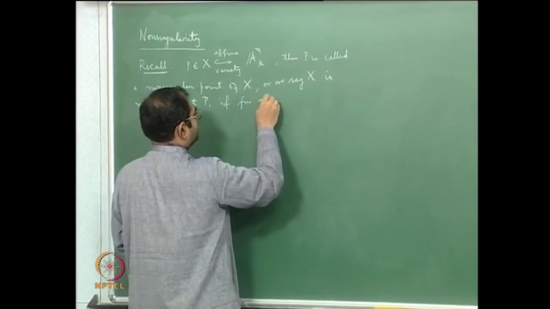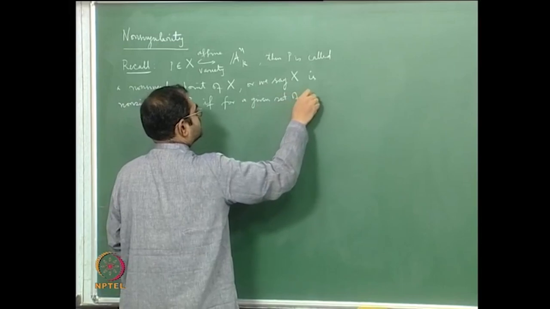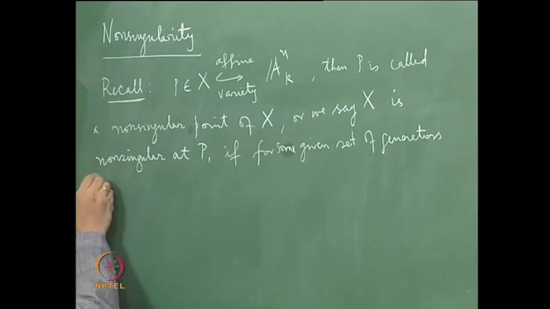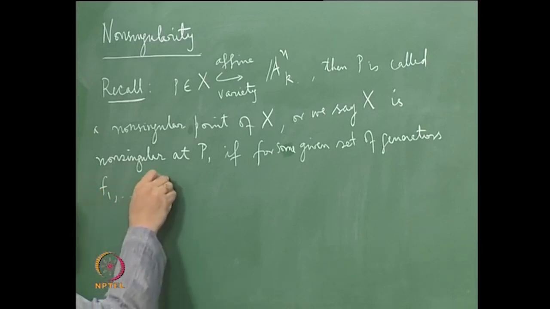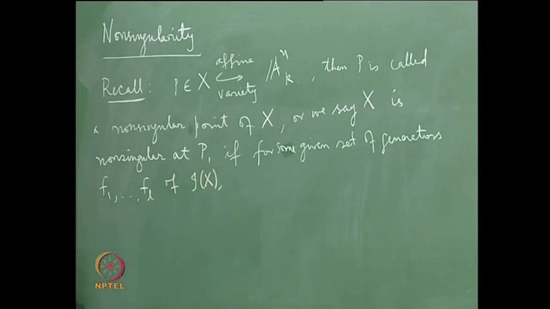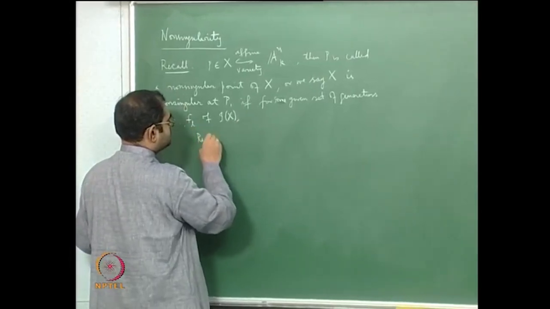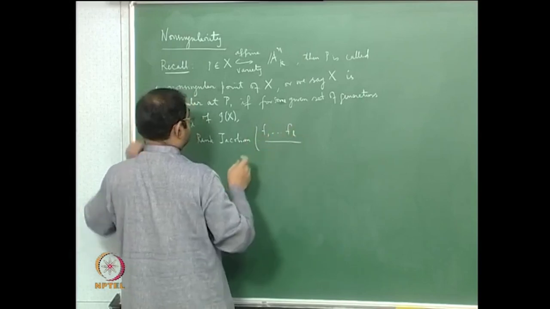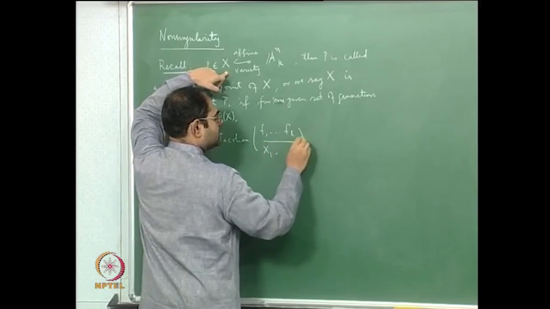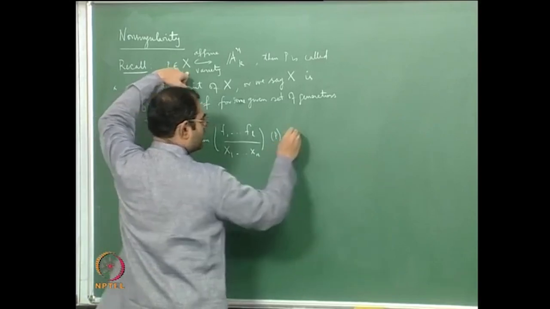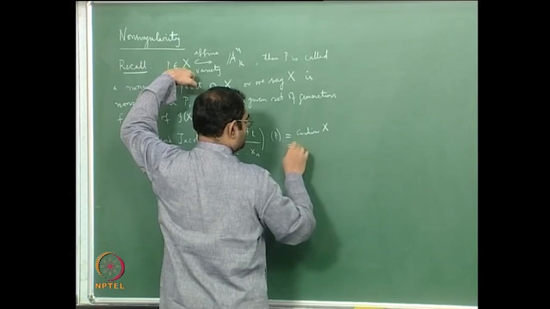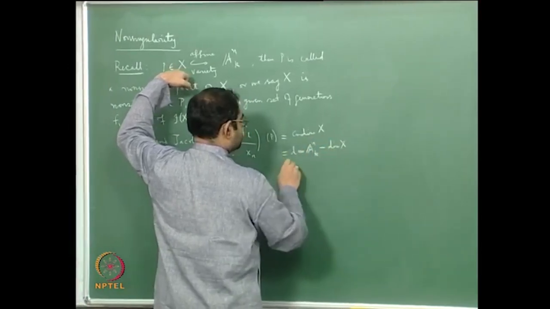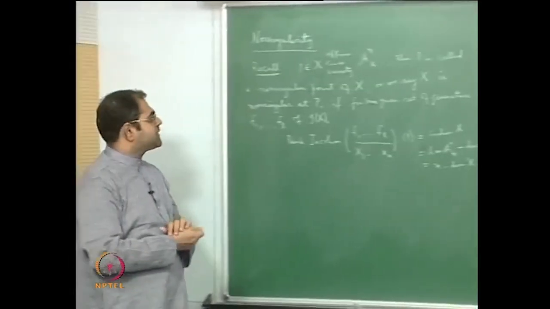We say X is non-singular at P if, for some given set of generators f1 etc. fl of the ideal of X, the rank of the Jacobian matrix of f1 etc. fl with respect to the variables x1 etc. xn at the point P is equal to the codimension of X, which means the dimension of the ambient affine space minus the dimension of X, which means it is n minus dimension of X. Okay. So this was the definition of non-singular point.